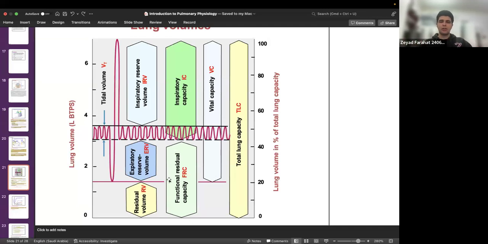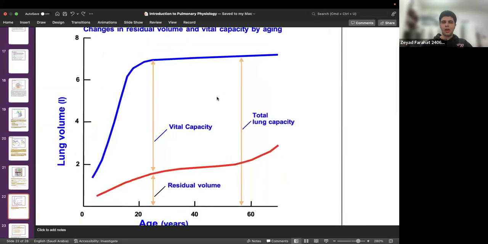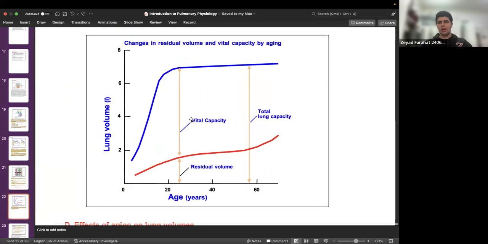So generally speaking, you have to memorize the capacities and which volumes make up each one. But the most important are the vital capacity and the total lung capacity. In terms of maturation, as we humans age, we grow. So if you grow as a person, your lungs grow as well. Basically, up to about 20 years of age, your lungs get to 100%.